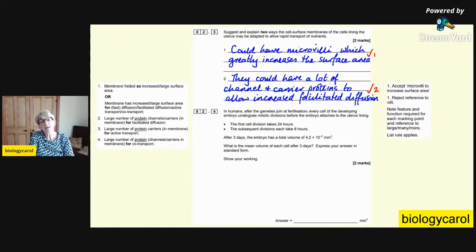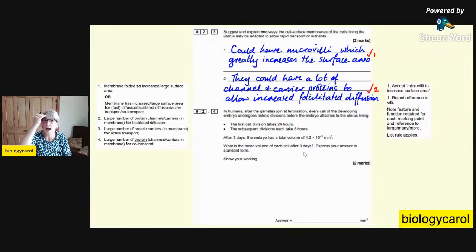So here is a maths question talking about cell division. We're starting with one cell. The first cell division takes 24 hours. All subsequent divisions take 8 hours. After 3 days, the embryo has a total volume of this number. What is the mean volume of each cell after 3 days?